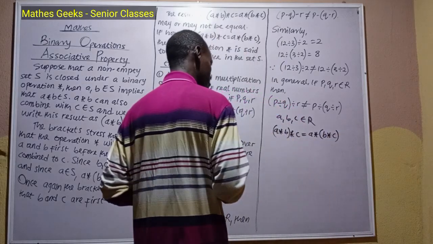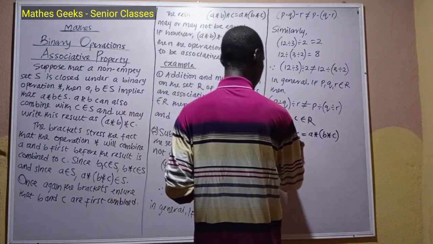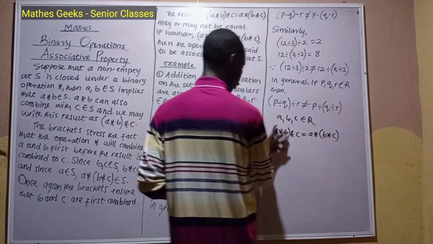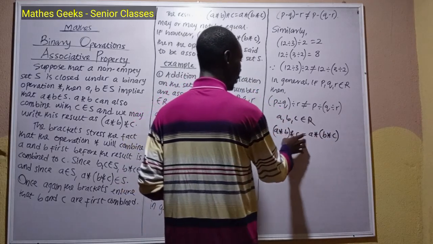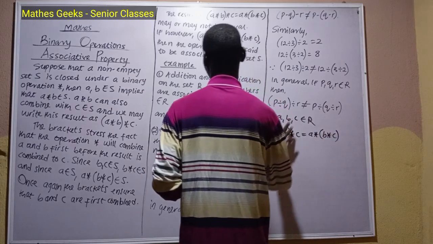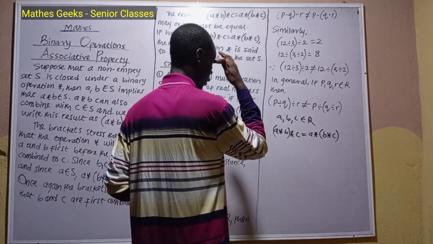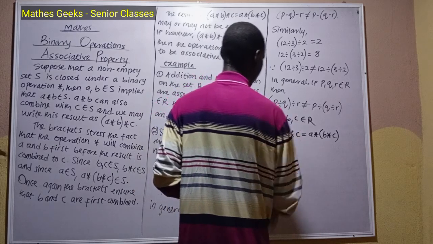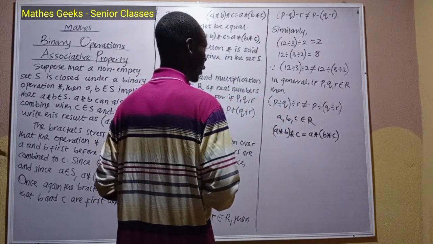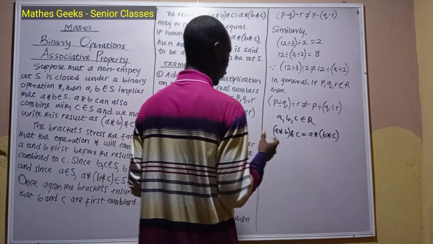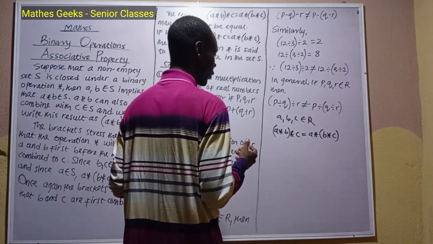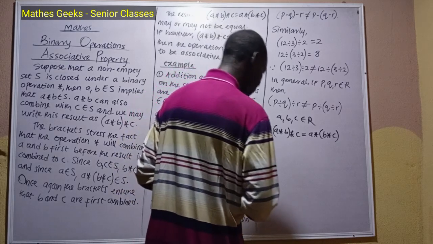If this function (A star B) star C is not equal to A star (B star C), that means the associative property does not hold under the operation star in this case. So one thing you should know is that for the associative property to hold, the combination involves three elements under the same operation.